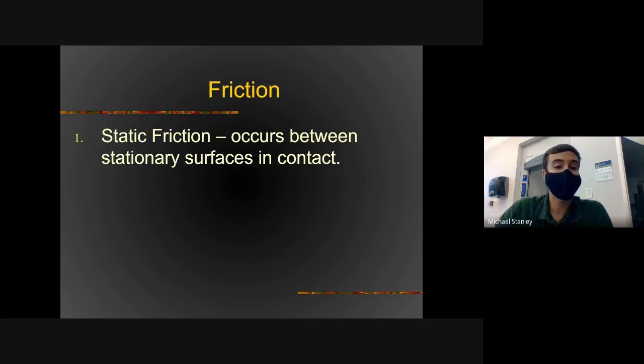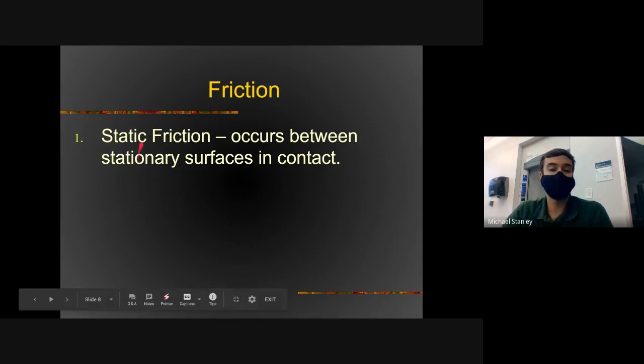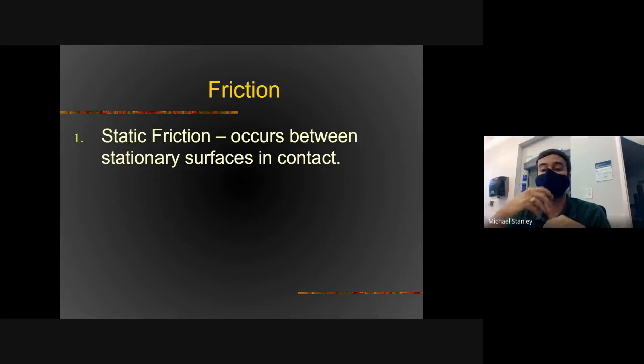So there are a couple types of friction. There is what's called static friction, which is when you have two things that are stationary, not moving, that are in contact. So in order to get something to start moving in the first place, you have to overcome this static friction. Think about it as it's easier when something is moving to speed it up and get it to go faster than it is to get it to start moving in the first place. And that's because of static friction.